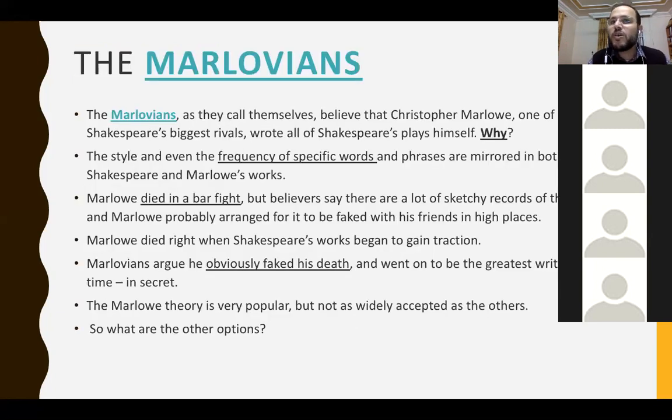The adjective for Marlowe is Marlovian. We don't say Shakespeare Shakespearean. Marlowe, Marlovian. So those Marlovian people find similarities in Shakespeare's plays and those plays by Marlowe. And even when you tell them, but he died about 20 years earlier, they say, yeah, it was fake. It was fake. Probably this is one of the most popular theories there are. In my opinion, he's not Marlowe.